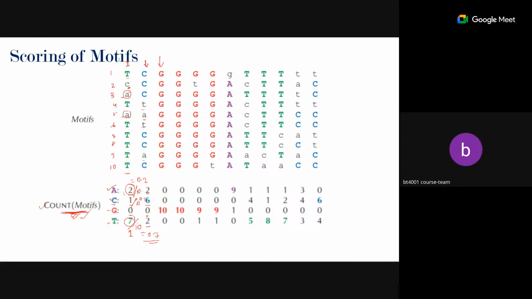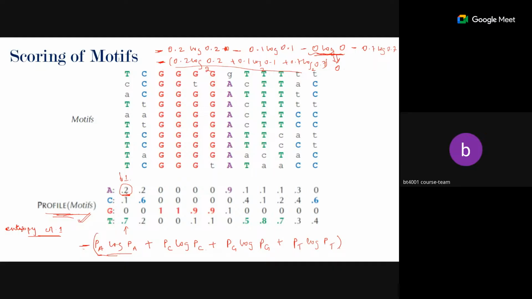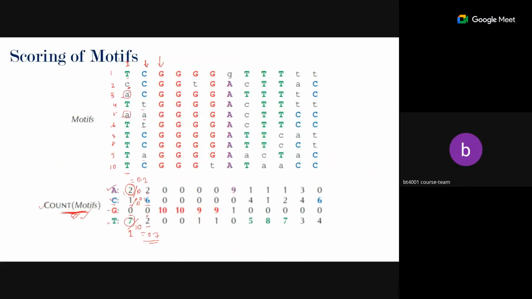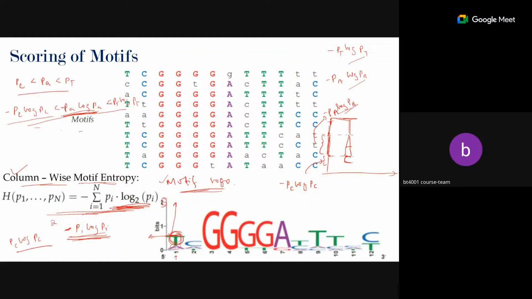Similarly, from the count to entropy, can we compute the entropy of each of the positions of the motifs from the count of motifs? I already discussed it from the profile of motifs. What should be the formula if we have the count of motifs? How do we compute the entropy at a particular position? So these kinds of interchange questions you can expect.